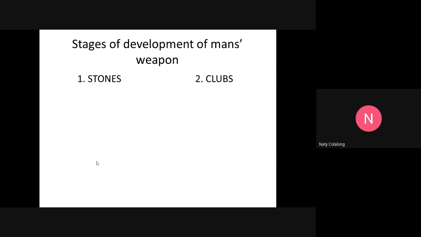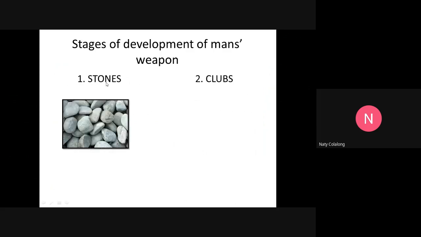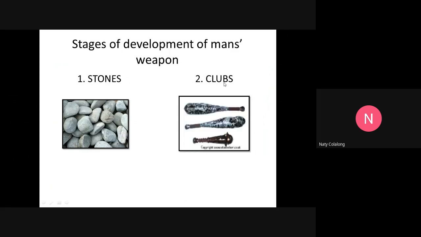Let us move on to the stages of development of man's weapon. So how did our ancestors defend themselves from the attack of animals and their enemy during that time? First we have the use of stones. And then comes the use of clubs. This is a thick wood.